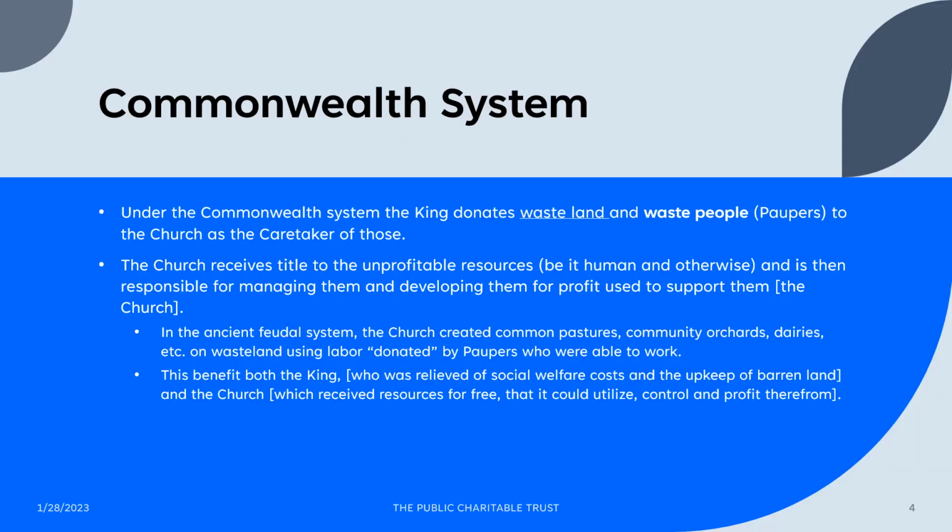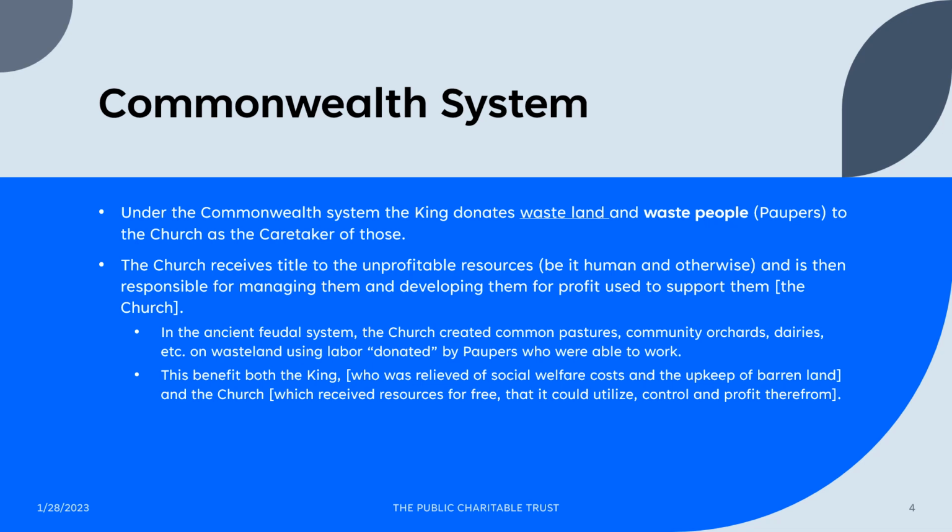The Commonwealth System. Under the Commonwealth System, the king donates wasteland and waste people, which are paupers, to the church, as the church is the caretaker of those. The church receives title to the unprofitable resources, be it human or otherwise, and is then responsible for managing them and developing them for profit, used to support them, the church.